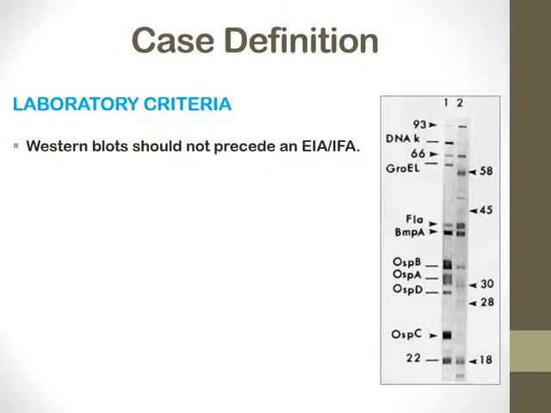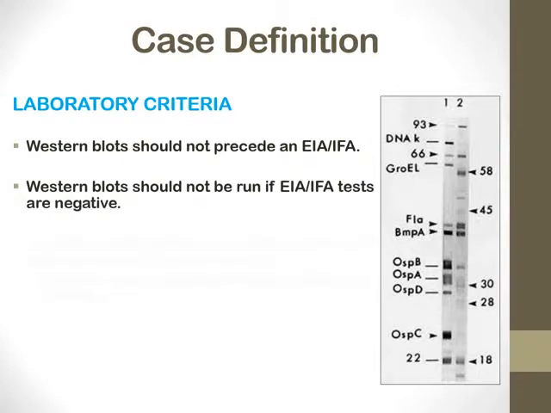This can be due to cross-reactivity when a person has a different medical condition, such as anaplasmosis, syphilis, or leptospirosis. For this reason, it is important to verify any positive or equivocal screens with Western blots. Western blot should not be run if the EIA-IFA is negative.